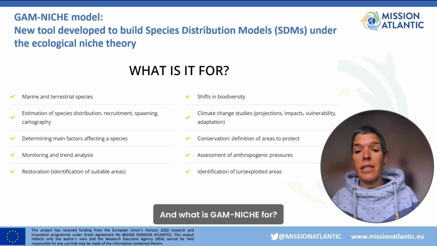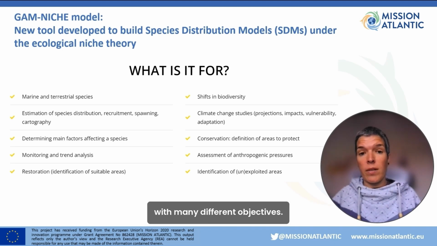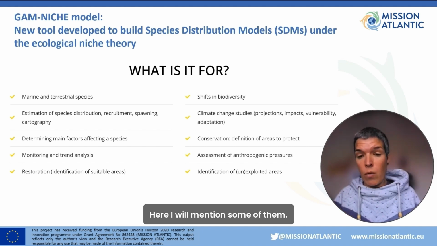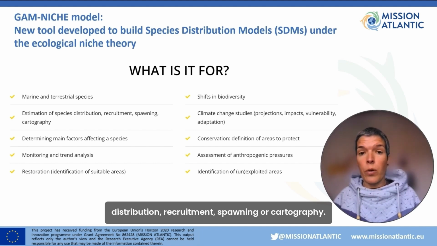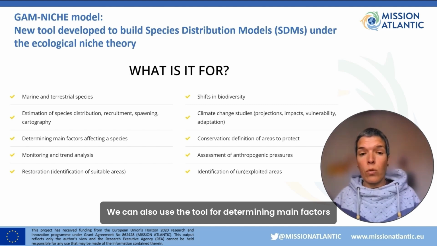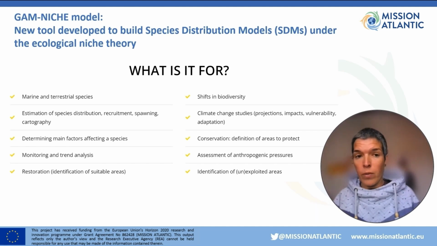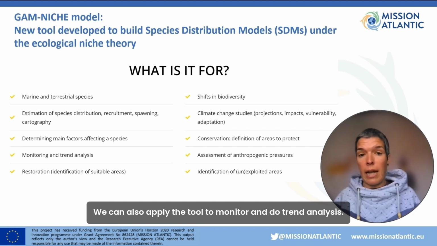And what is GAM-NICHE for? You can apply the tool to marine and terrestrial species with many different objectives. Here I will mention some of them. For example, we can use GAM-NICHE to estimate species distribution, recruitment, spawning, or cartography. We can also use the tool for determining main factors affecting species distribution. We can also apply the tool to monitor and do trend analysis.